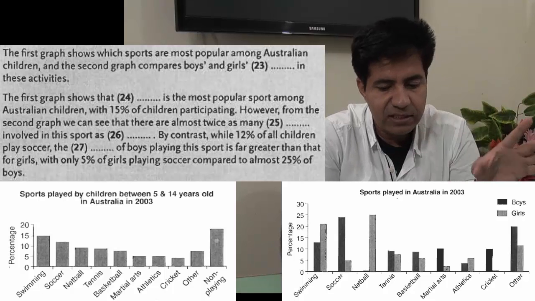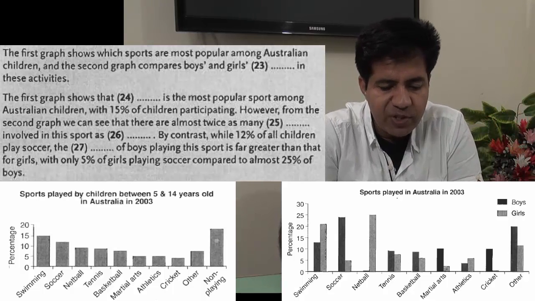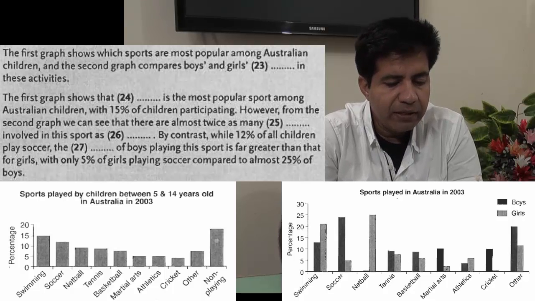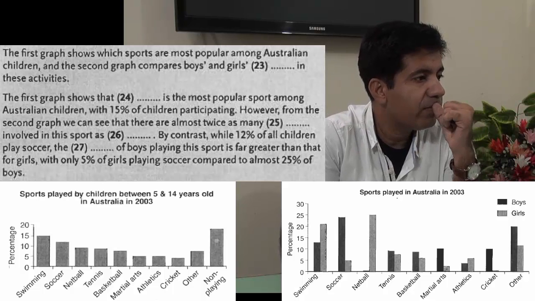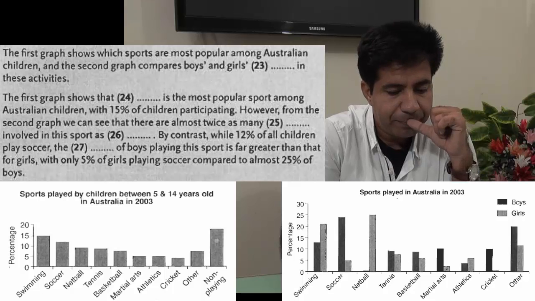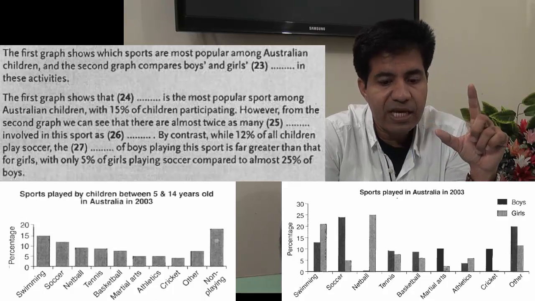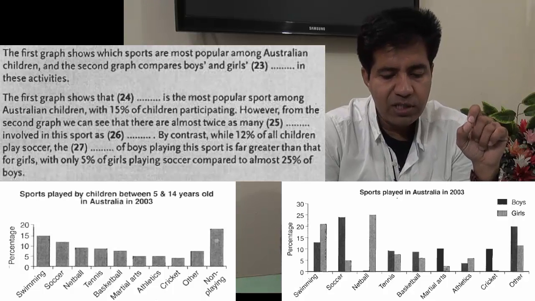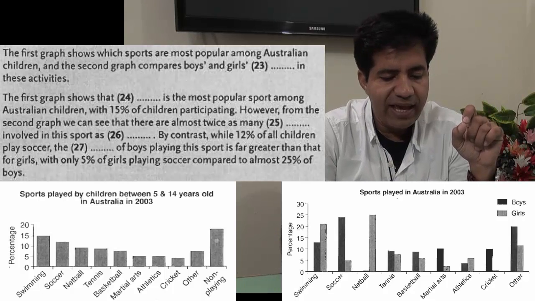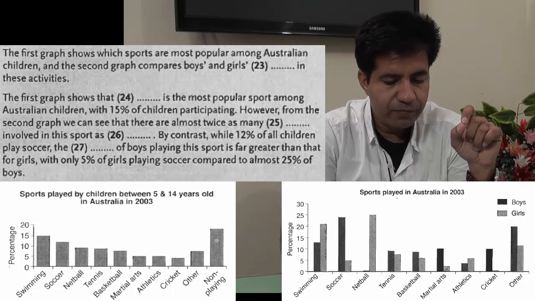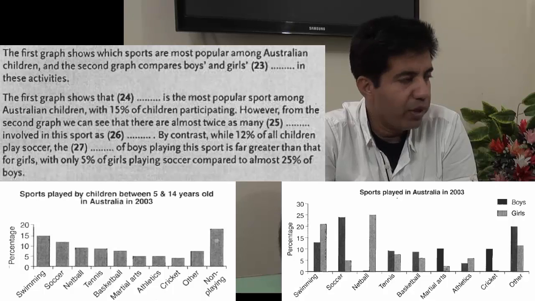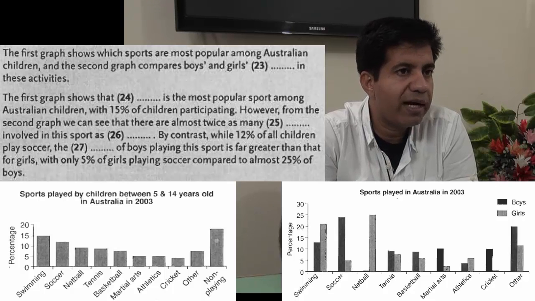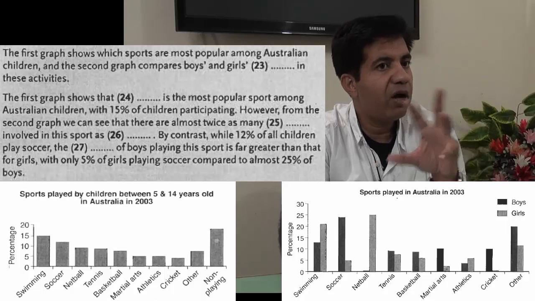As boys means comparison. By contrast, while 12% of all children play soccer, the percentage of boys, now you will write percentage as English word, percentage. The percentage of boys playing this sport is far greater than that for girls, with only 5% of girls playing soccer compared to almost 25% of boys. 25% boys are playing soccer and only 5% girls are playing soccer. So this is how you can talk about both.